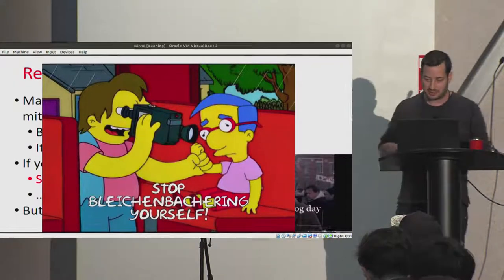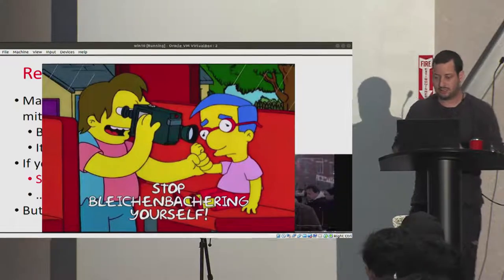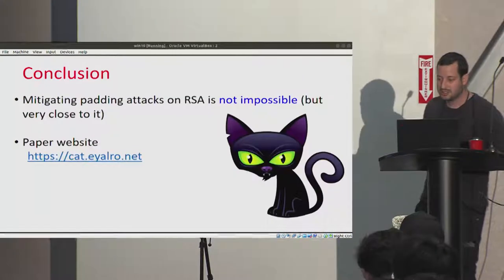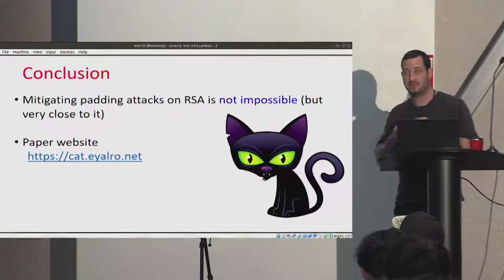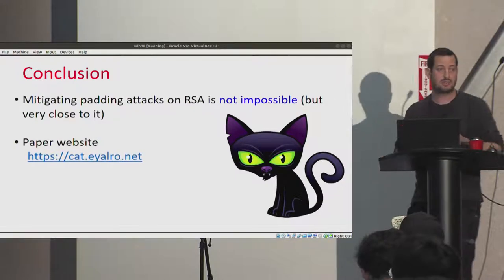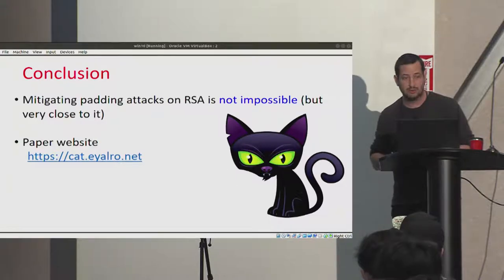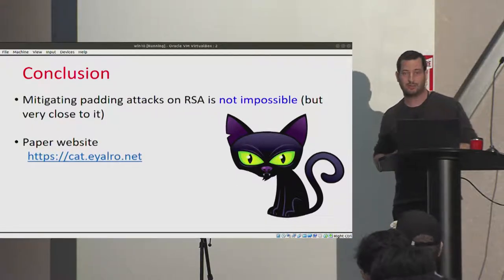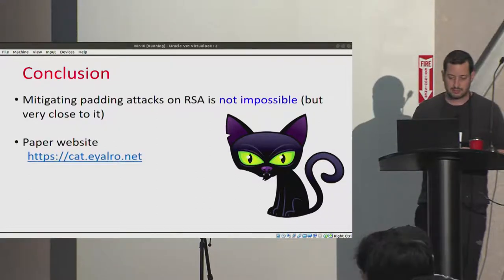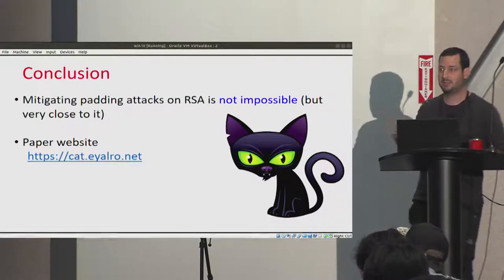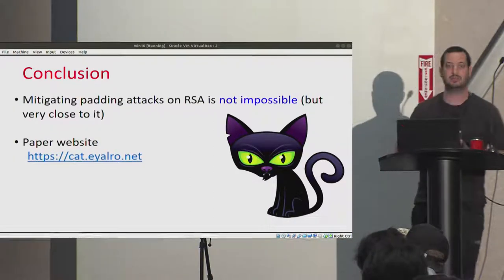This is something that we got on Twitter as a response to the paper. Okay, and in another conclusion, what we're going to say is that mitigating padding attacks on RSA is not something that's impossible. We've seen at least two libraries that were able to do it, and I think that several libraries are now also secure, but it's something that's very, very close to impossible. And I think it mainly rests on the people that design these cryptographic protocols to try to do it in a way that makes it much easier for people to implement safely.